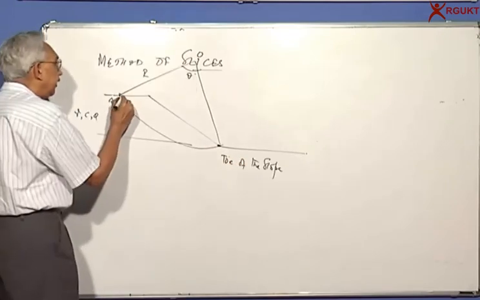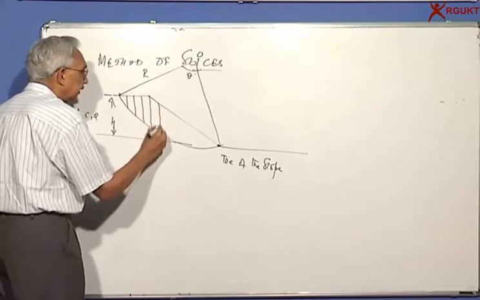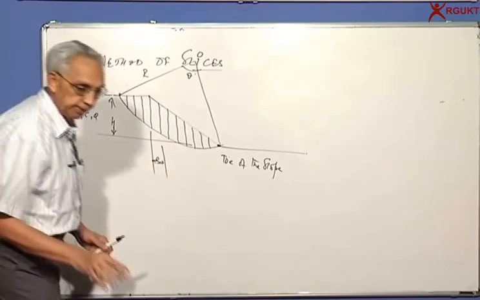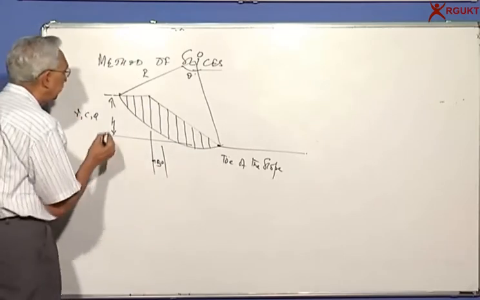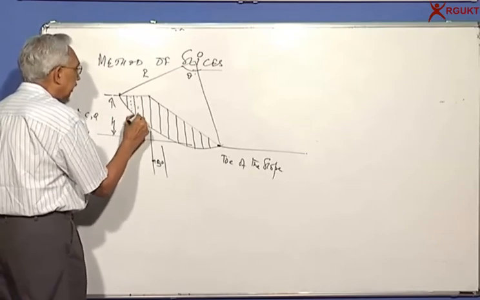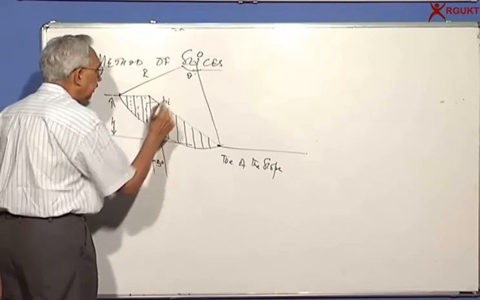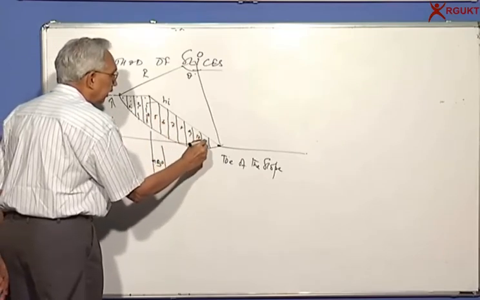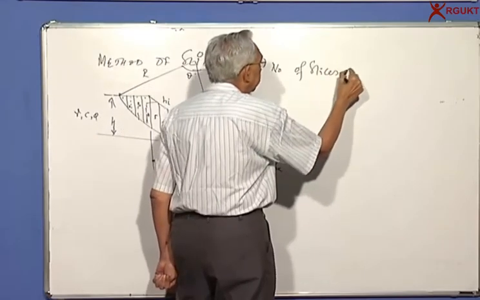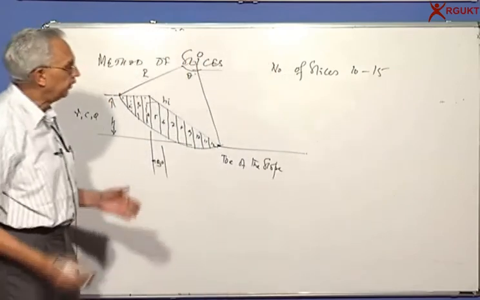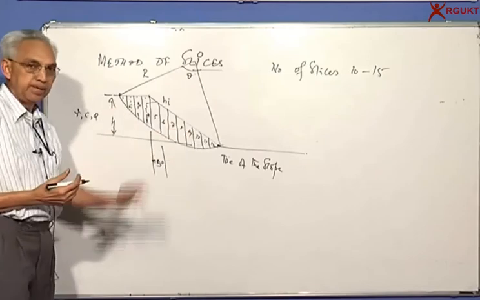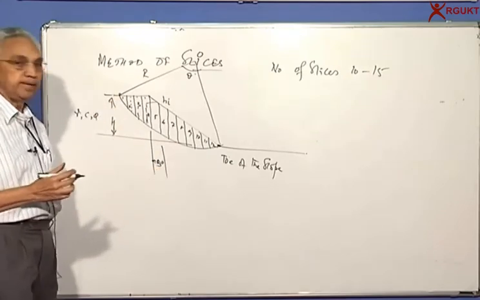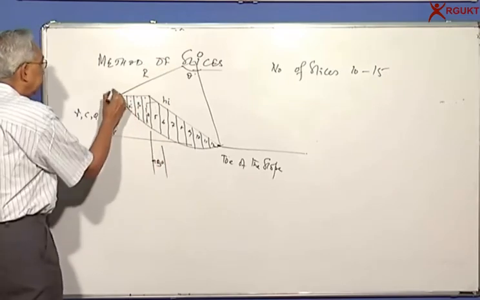What he said was, divide this failure zone into a number of slices of equal width. Let us say this width is b, small b. And by plotting on a graph paper, I can find out the area of each slice if I know the height hi. These are 1, 2, 3, 4, 5, 6, 7, 8, 9, 10, 11, 12. The number of slices usually is somewhere between 10 to 15. So what we do is we take a piece of graph paper, we draw the slope to natural scale, draw the trial arc, and this zone of soil which is likely to fail, slide or rotate about the center along this line, which is A, B, C.